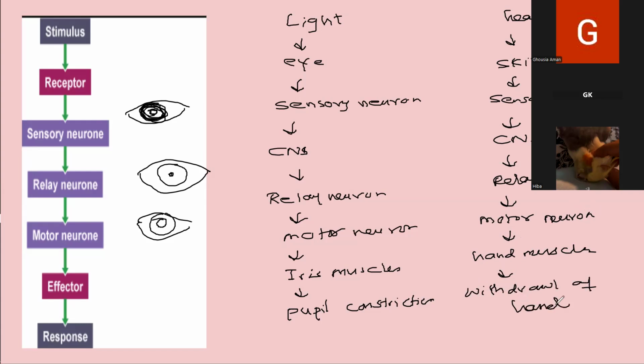So in this way, whatever the example will come, Hiba, you will make the chain of events accordingly. Just the stimulus, the receptor, the effector, and the response will change. The rest will remain the same.